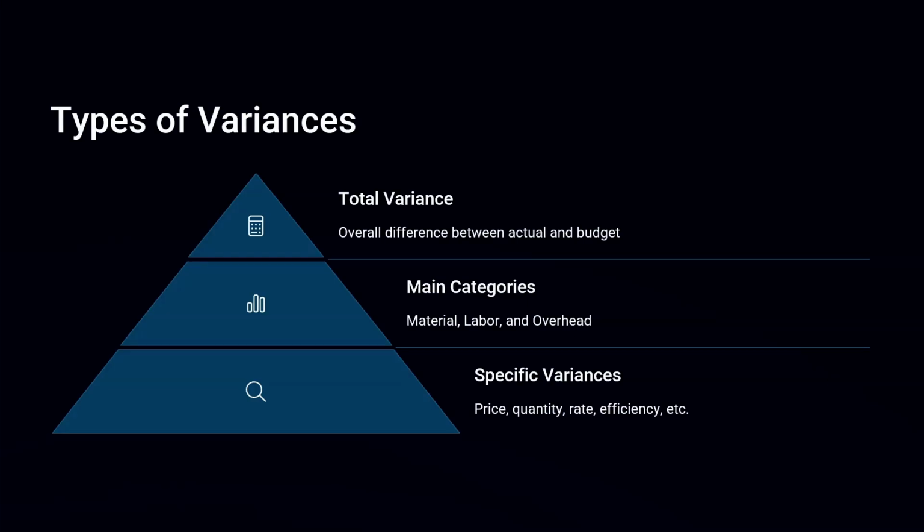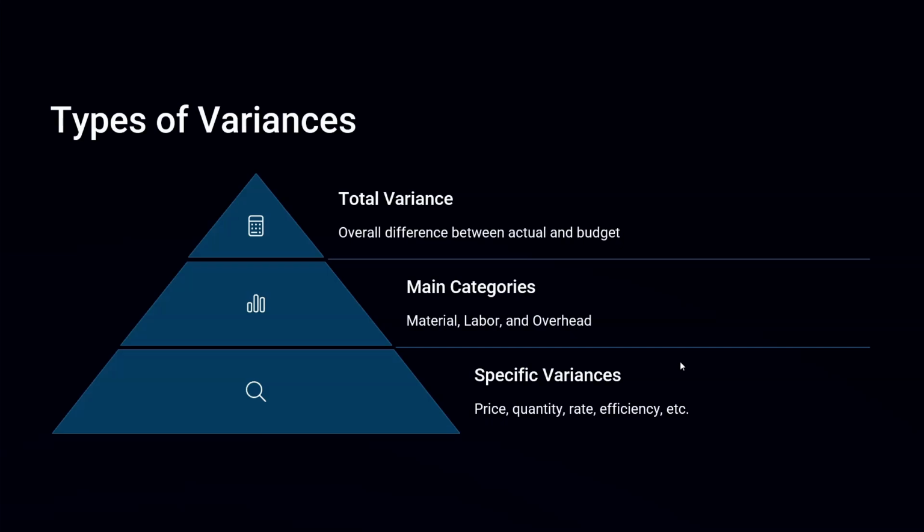Then we go deeper, where we look at materials, labor, and overhead. So here we compare the materials budget versus actual, and see the difference. The same thing for labor and overhead. Then we move to step number 3, specific variances.